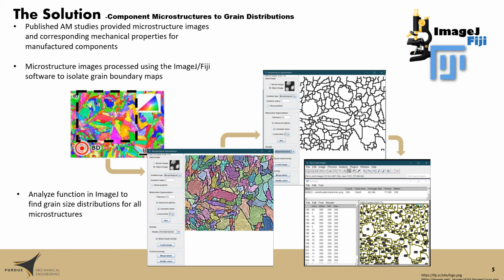So the first 6 weeks of research provided the additive manufacturing studies along with the microstructure images and corresponding mechanical properties. And we needed to process those microstructure images using the ImageJ software suite to isolate the grain boundary maps. This was done through various image processing techniques, and using the analyze function in the ImageJ software, we were able to find grain size distributions for all the microstructure images.